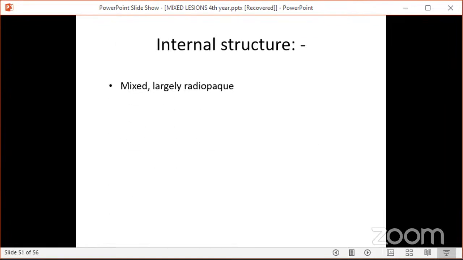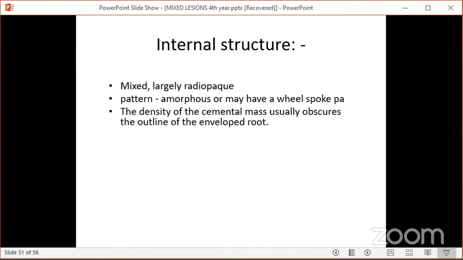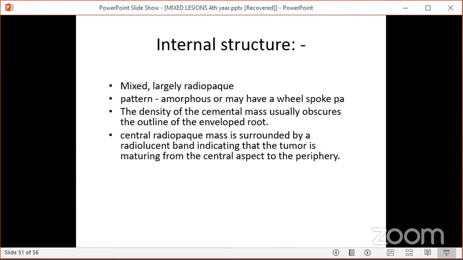What's the internal structure? As we are talking about mixed lesions, it's mixed and largely radiopaque. The pattern is amorphous, and we can have a wheel-spoke pattern, like the wheel of a bicycle. The density of the cementum mass usually obscures the outline of the enveloped root, so usually you don't see the apex of the tooth because all of it is covered by the lesion. We have a central radiopaque mass surrounded by a radiolucent band, which indicates that the tumor is maturing from the central aspect, moving on to the periphery.